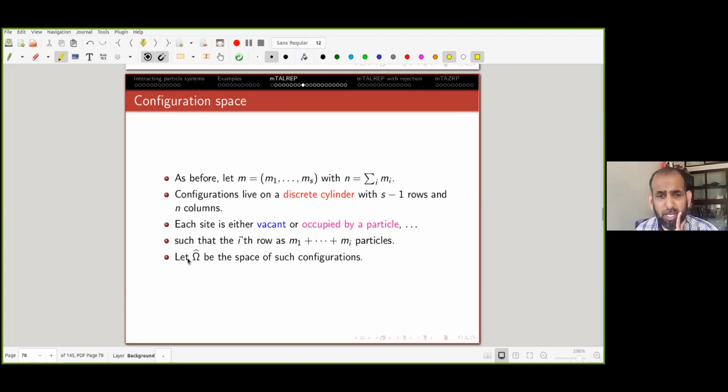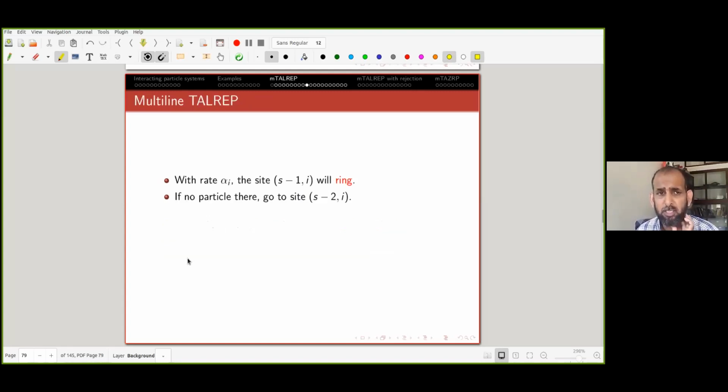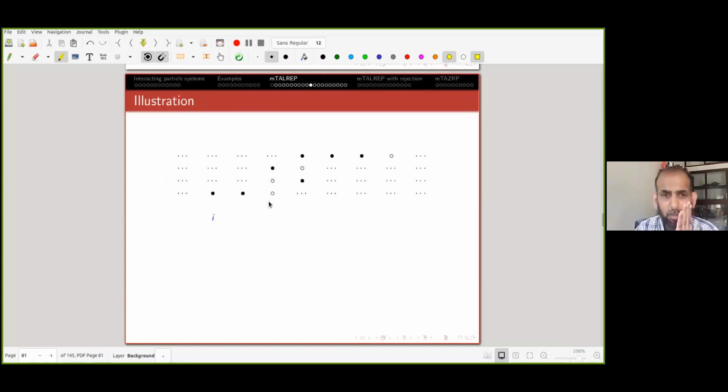And you let omega hat be the space of all such configurations. Then what we call the multi-line TAZRP is the process where with rate alpha I, the bottom side rings at I. Maybe I'll explain with this example. With rate alpha I, the clock here will ring. This particle will try to move like the TAZRP, so it will try to find the first available location. So it will go there.